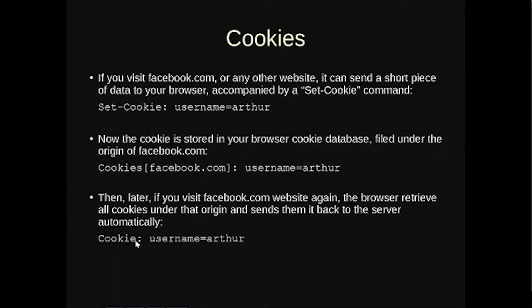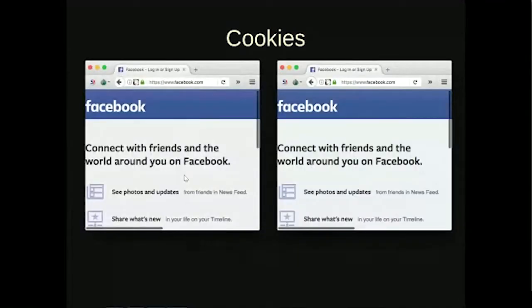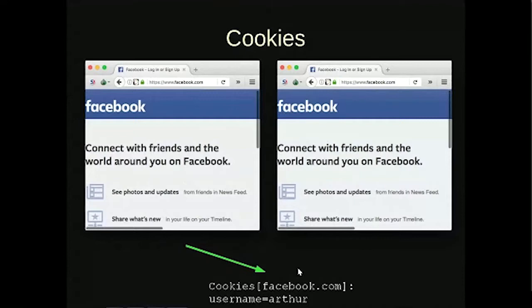It sends this header, cookie username equals Arthur. So you can see, here's a little demonstration. If I visit Facebook, it'll set the cookie in my database to username equals Arthur. And then if I visit Facebook again a week later, then the cookie is sent back to Facebook so it knows who I am.